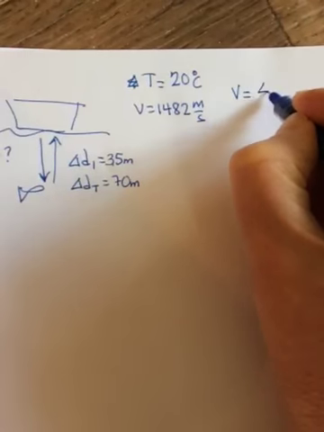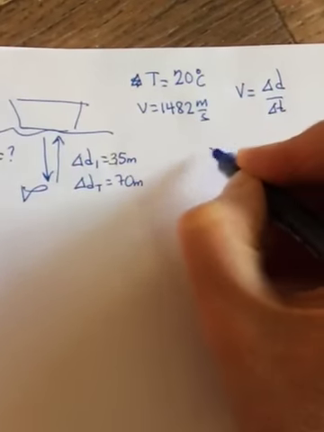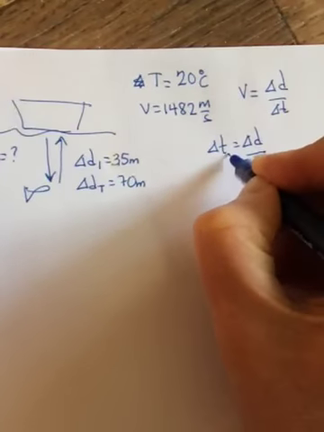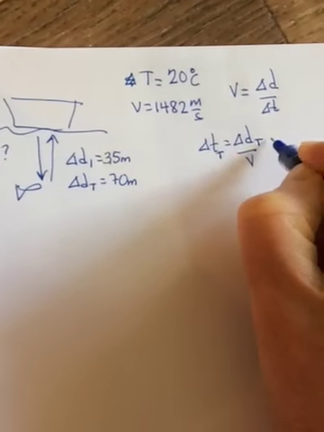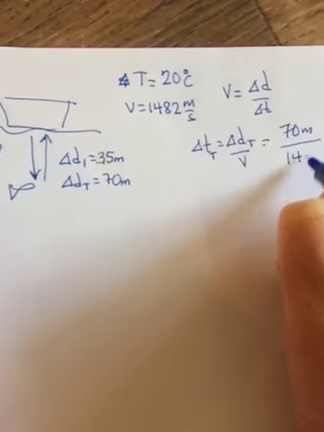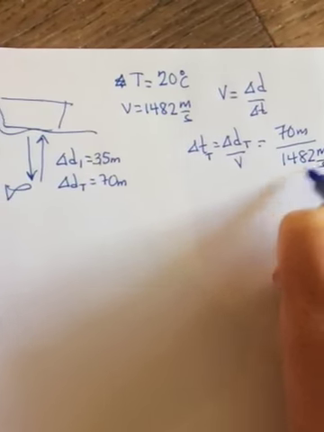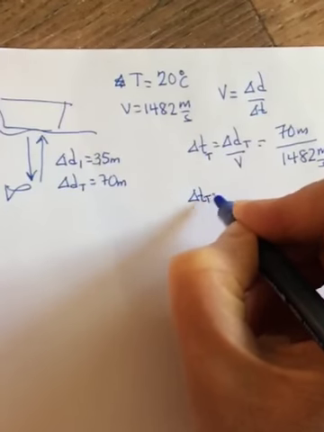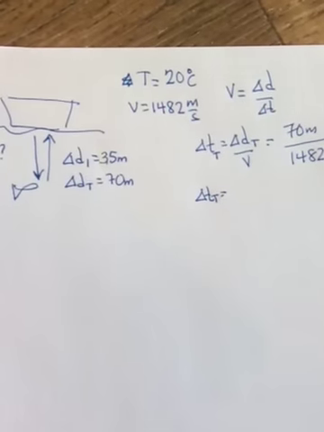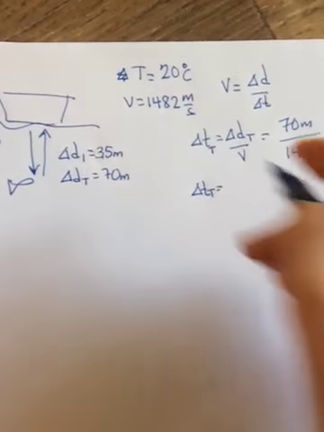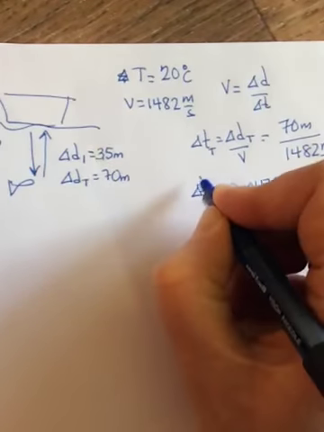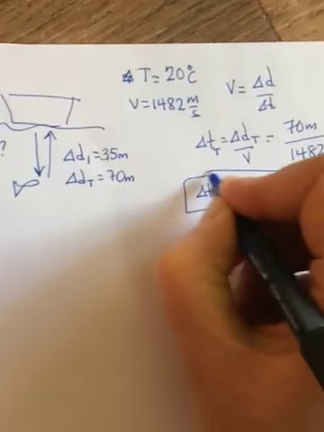And now we can find our time. V is equal to delta D over delta T. So delta T is equal to delta D over V. And we're looking for T total, so we need to use D total. So 70 meters divided by 1482 meters per second. This is going to be tiny. Just in case you were thinking you were screwing it up, no, you are not. It's 0.0472 seconds.